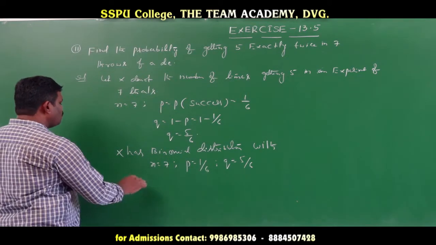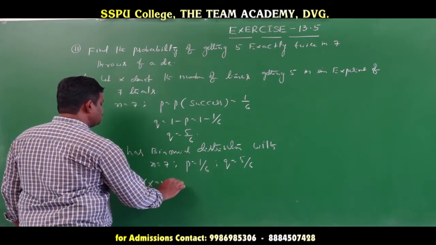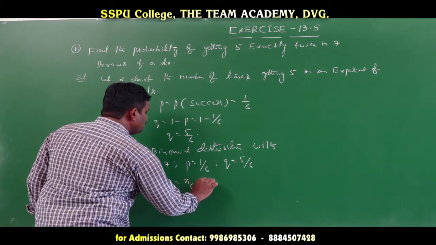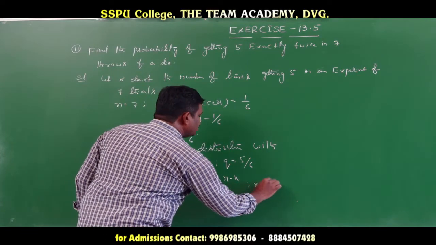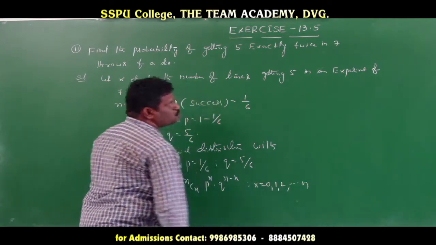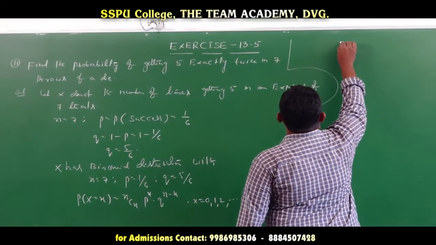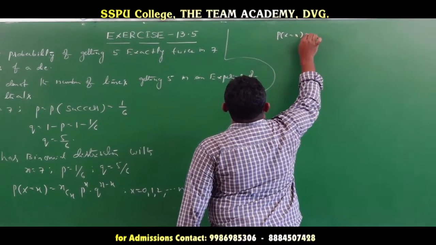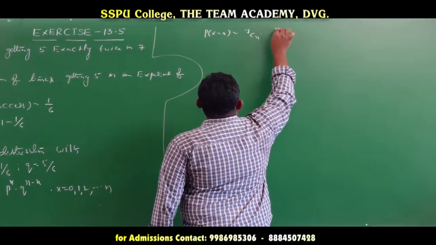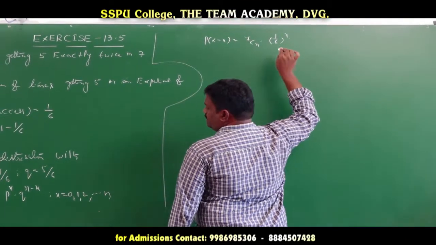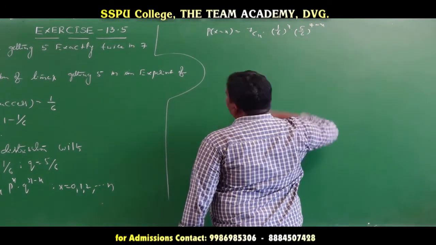Now the binomial distribution formula: probability of X equal to x is nCx into p power x into q power n minus x, where x is equal to 0, 1, 2 and so on up to n. If we substitute these values in that formula, probability of X equal to x is 7Cx into 1 by 6 whole power x into 5 by 6 whole power 7 minus x.